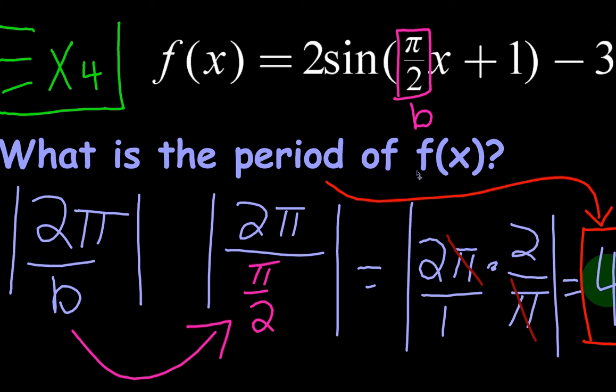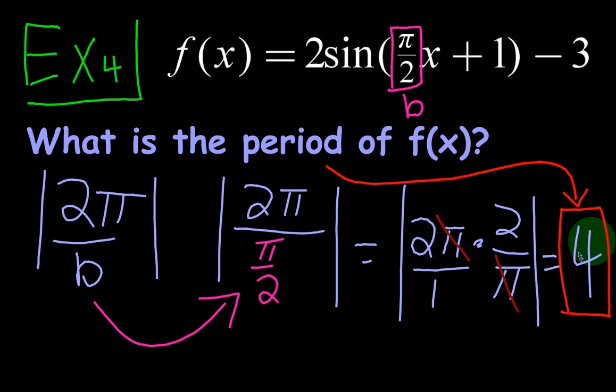So, in the next video we will show exactly why that is algebraically, but for now we can easily see visually and algebraically that for f of x equals 2 sine of pi over 2x plus 1 minus 3, the period is indeed absolute value of 2 pi over b, which ends up being 4.